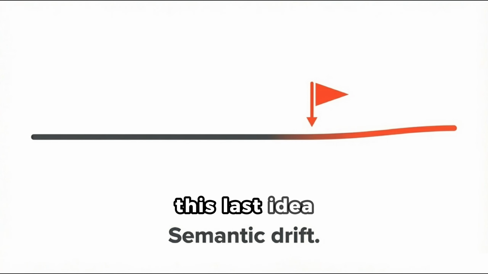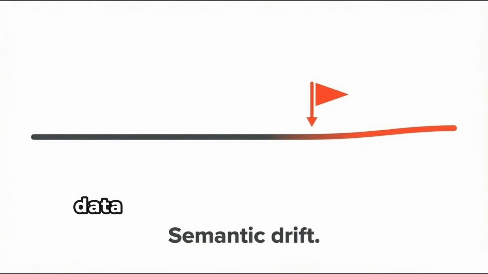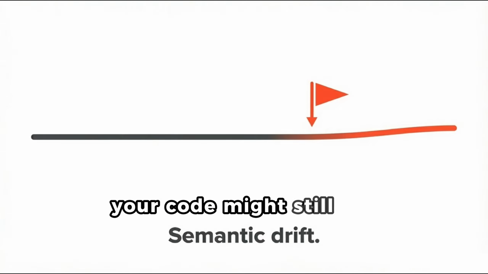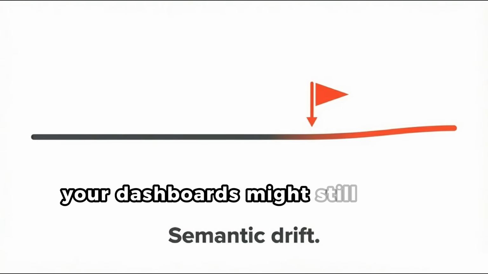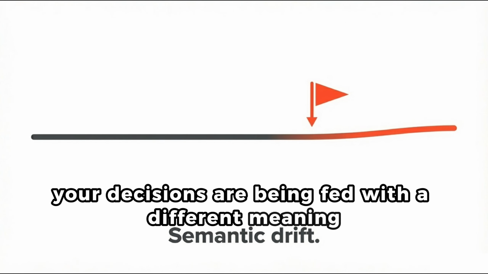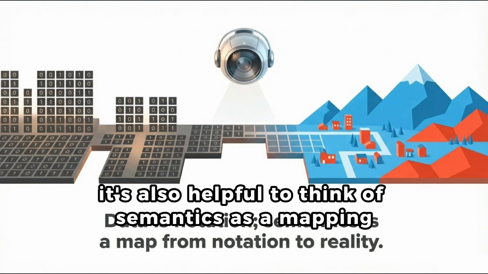This last idea, semantic drift, is crucial in long-lived systems. Data that once meant one thing can creep to mean another thing because of a sensor replacement, a change in a form, or a new business process. Your code might still run, your dashboards might still show numbers, and yet your decisions are being fed with a different meaning than before.